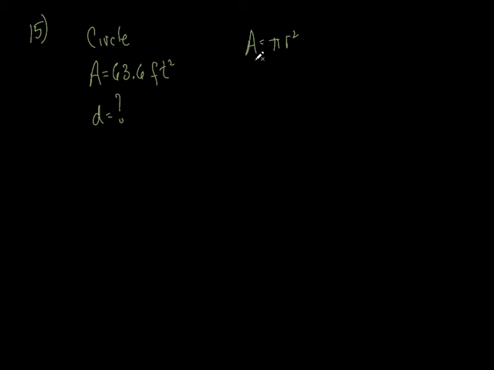So let's plug some stuff in and see what we can find. Do I know what A is, the area? Yeah, they told it to me. 63.6 equals pi times the radius squared. I don't know the radius, that's what I'm trying to solve for. Two steps and you'll be done. Divide both sides by pi, so the pi's cancel out. R squared equals this. So if I want to solve for r, I have to take the square root of both sides.